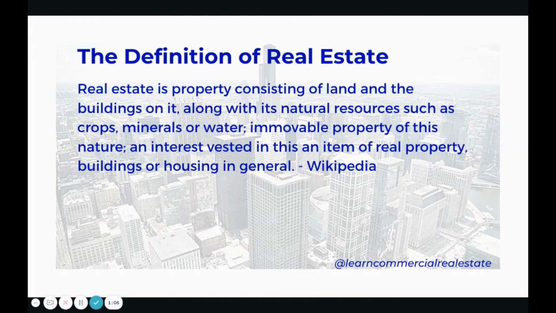Real estate is property consisting of land and buildings on it, along with its natural resources such as crops, minerals, or water. Immovable property of this nature, an interest vested in this, is an item of real property, buildings, or houses in general. I got that from Wikipedia. Kind of a tough read, but you get it.